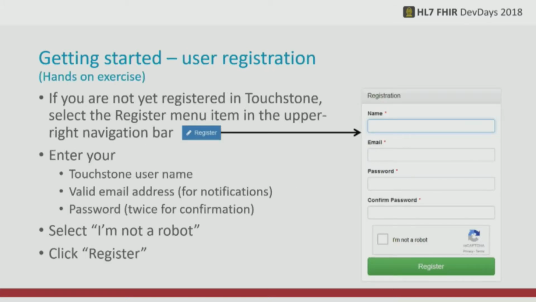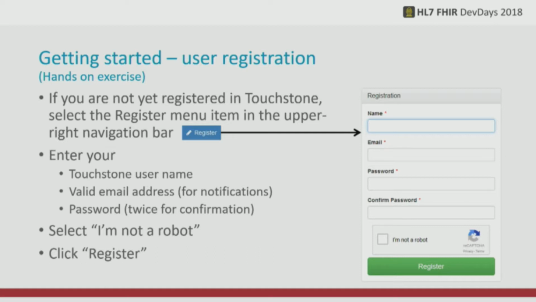But to start with, registration is pretty simple. Just click register. All we need is a unique name within Touchstone. So if you put in a name that somebody else has used, we'll let you know, and you'll just have to put a different one in. A valid email address, so we can notify you.